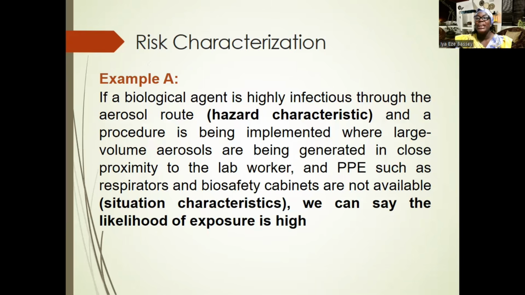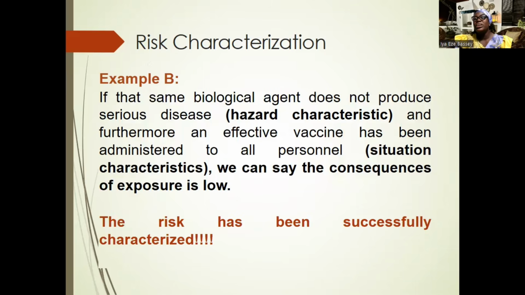But you will find out that the consequence of that thing being released or being unintentionally exposed remains the same. If that same biological agent does not produce a serious disease, now we are talking about the hazard itself, and furthermore, an effective vaccine has been administered to all personnel, we can say that the consequence of the exposure is low. That is because the hazard has been changed from a dangerous one to a much, much milder type of hazard.